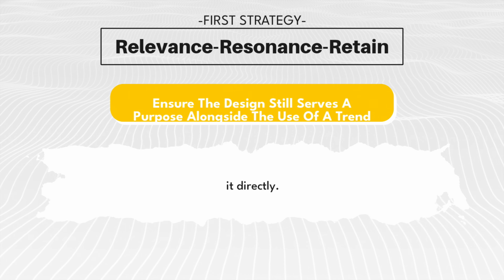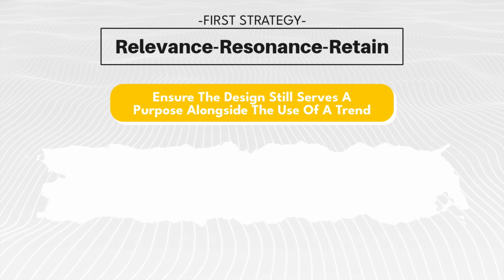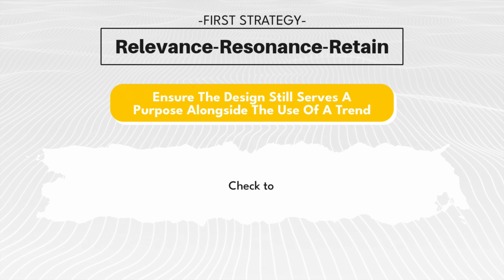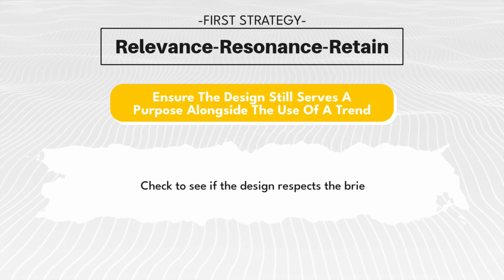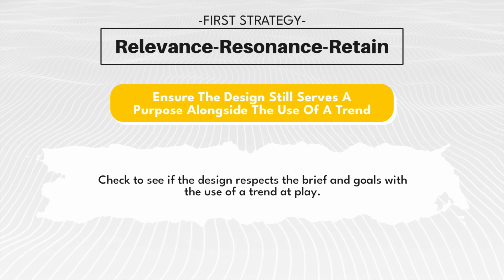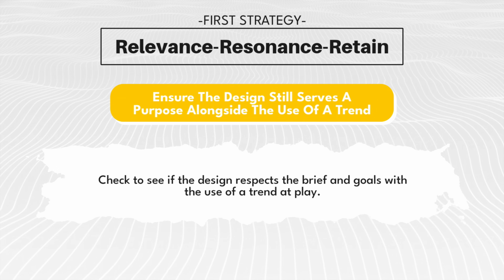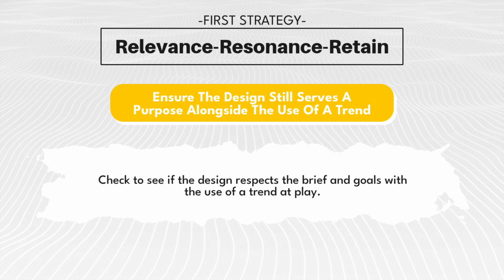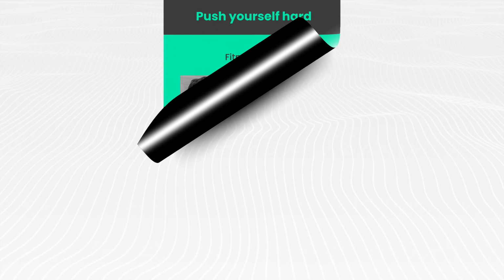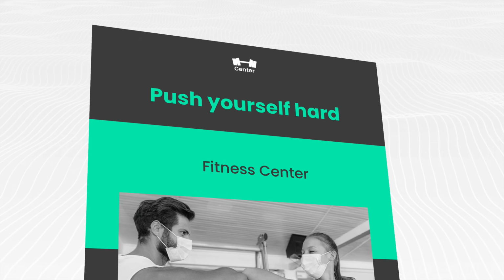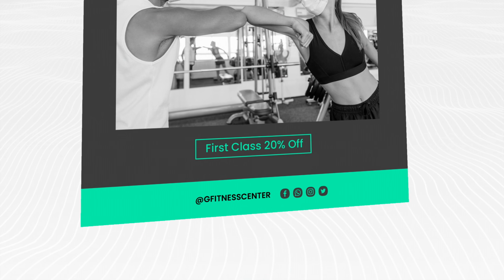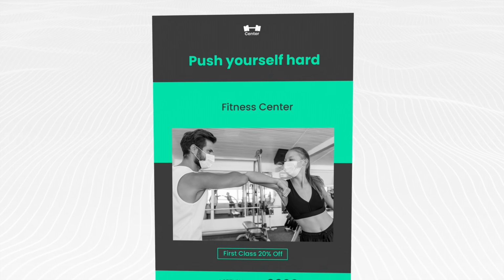Step 3 is to ensure the design still serves a purpose alongside the use of a trend. And so that's going to involve checking to see if the design does respect the brief and the goals while still using a trend. Great, but how does all of that look on a real design situation, and how do we actually go about implementing the trend in this way? Let's suggest that we're going to make a design for a fitness studio. This design on screen now is super bland, highly unoriginal, and can be a basis for us to improve upon.